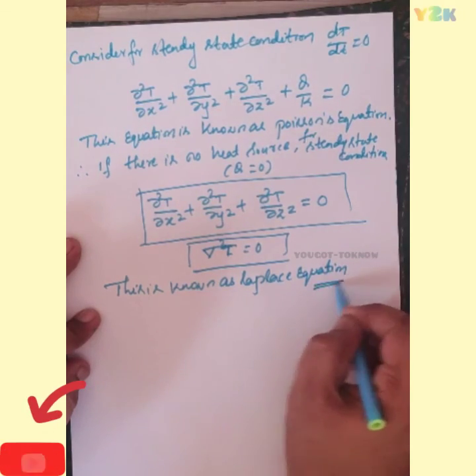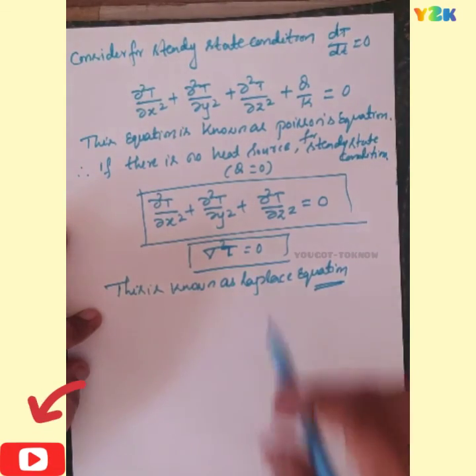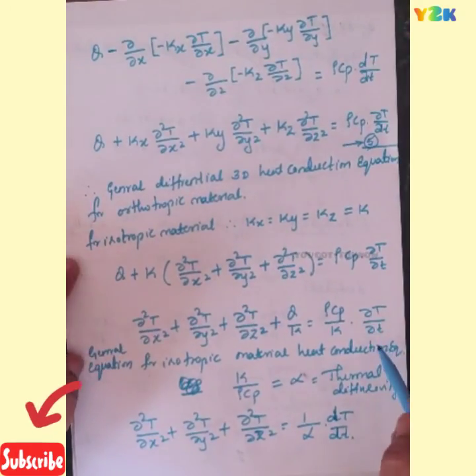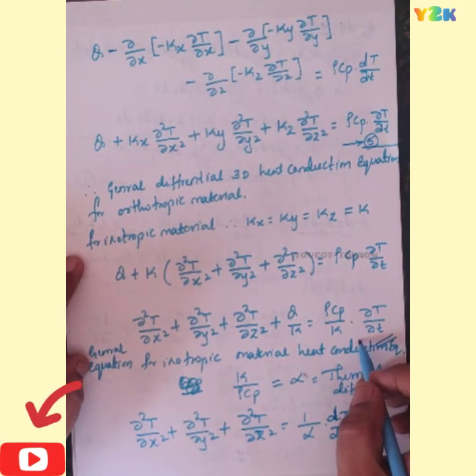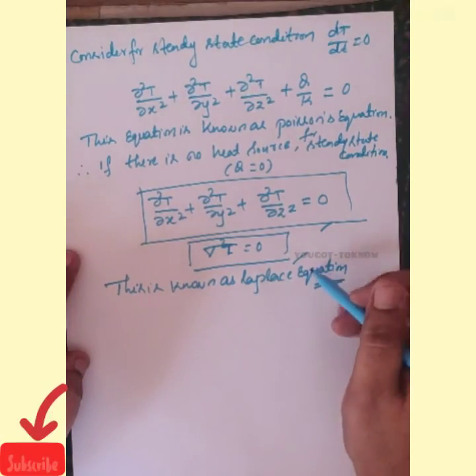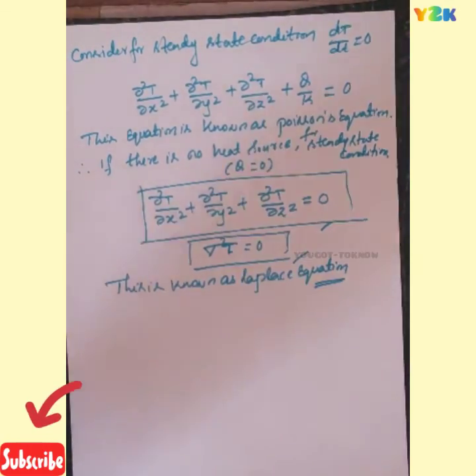But if you are asked to derive the Laplace equation, you have to go up to this. Otherwise, if you are asked to derive only the general equation for three-dimensional heat conduction, you can stop at this particular point. If you are asked to further determine Poisson's equation and Laplace equation, solve up to this. Thank you.